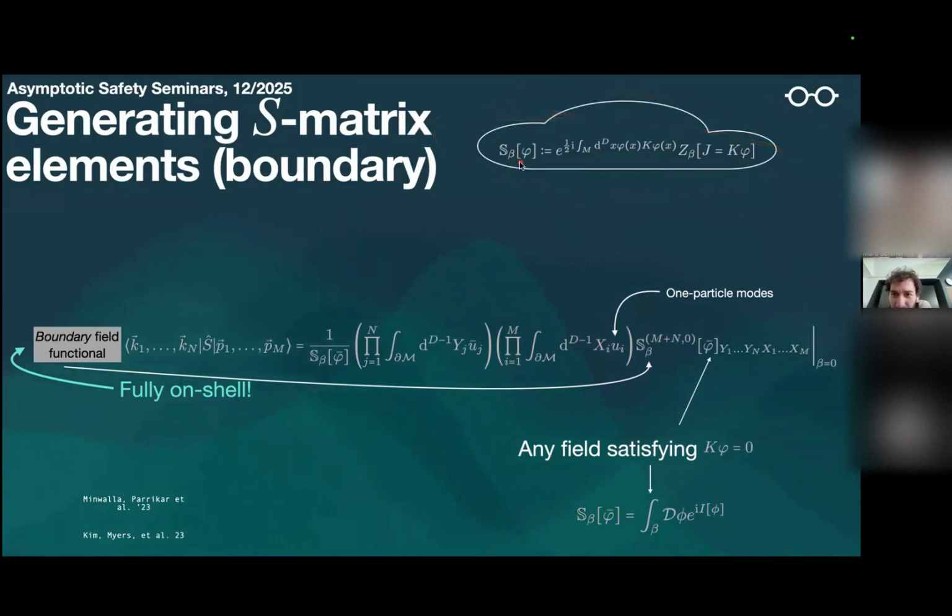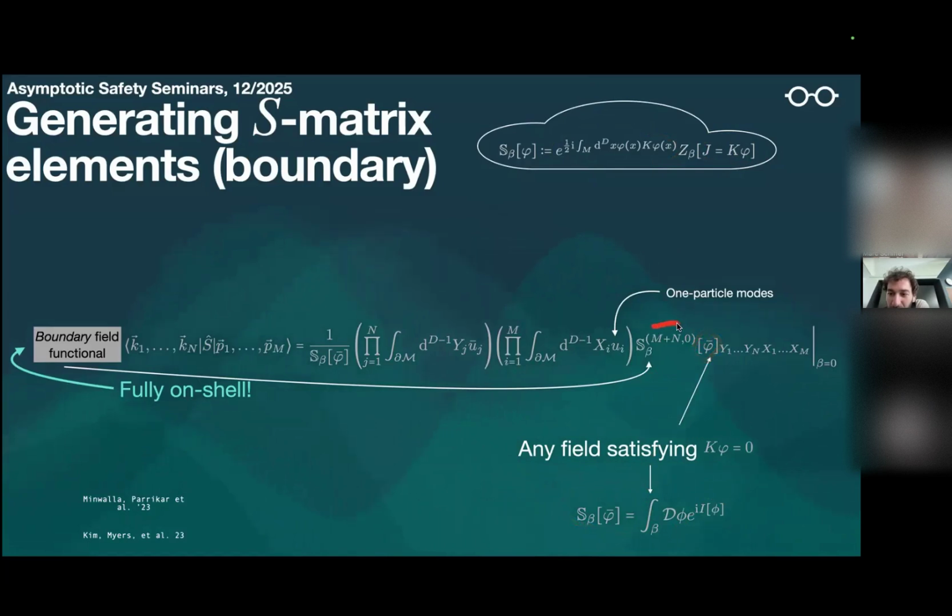You see that if I evaluate on a field that satisfies this equation, then this first factor is just 1. And then I'm just evaluating at a source j equals 0, which means that what I really have is a path integral, the usual path integral, in which I integrate over fields with boundary conditions beta. So really, the dependence on var phi is quite artificial from this boundary point of view. Okay, so that was this evaluation here.